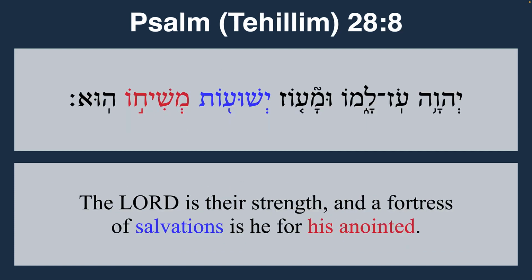And if you see the last reference here, Psalm 28 and verse 8, Adonai oz lamo, u-ma'oz yeshuot meshicho hu. The Lord, Adonai, is their strength, and a fortress of salvation is he for his anointed. Hu means he. So the Lord saves his anointed. Adonai, Yehovah, saves his Mashiach, or his Christ. That's the doctrine we read in Psalms.